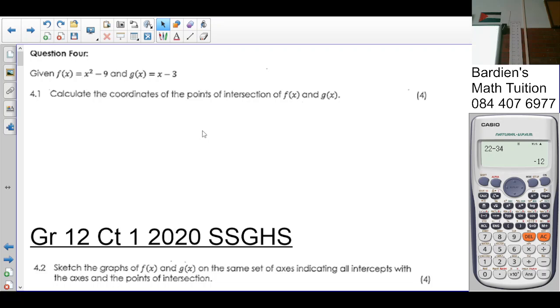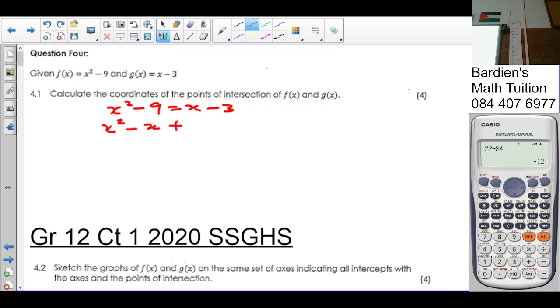People, how do you calculate points of intersection? So the two graphs equal to each other, not so. So you say x squared minus 9 is equal to x minus 3. Bring everything to one side: x squared minus x, minus 9 plus 3 is negative 6, equals 0. It's a trinomial, not so. So you got x and x, 3 and 2, minus plus. So x is equal to 3 or x equal to minus 2.